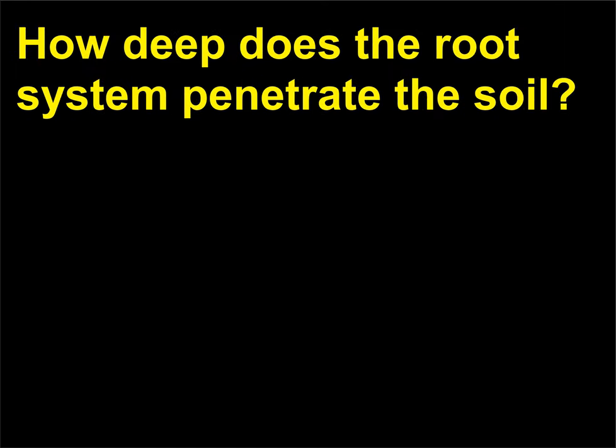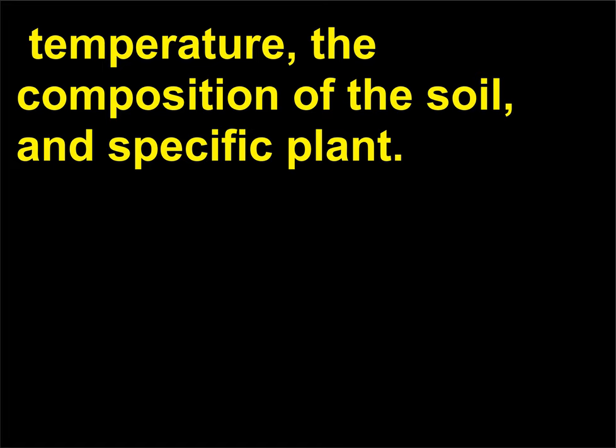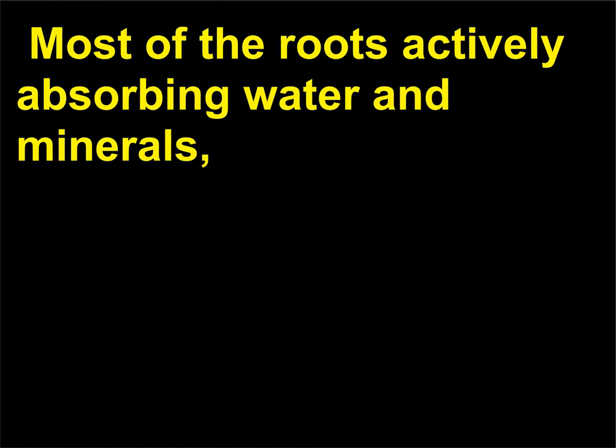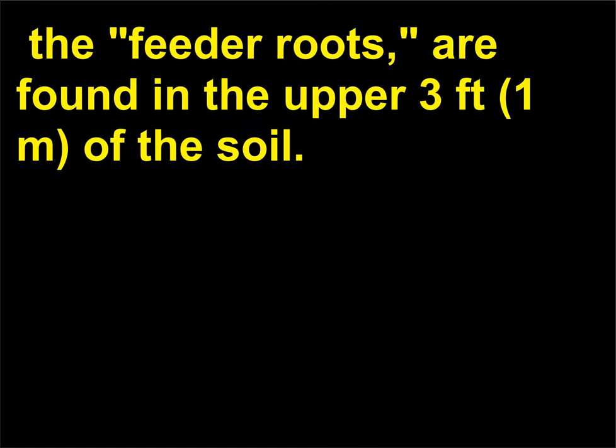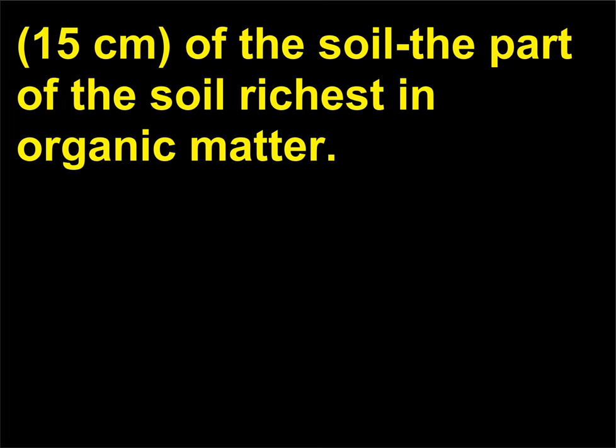How deep does the root system penetrate the soil? The depth to which the root system penetrates the soil is dependent on moisture, temperature, the composition of the soil, and the specific plant. Most of the roots actively absorbing water and minerals, the feeder roots, are found in the upper 3 feet (1 meter) of the soil. The feeder roots of many trees are mainly in the upper 6 inches (15 centimeters) of the soil, the part of the soil richest in organic matter.